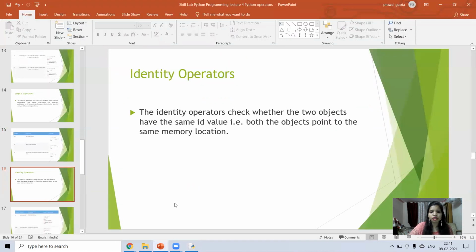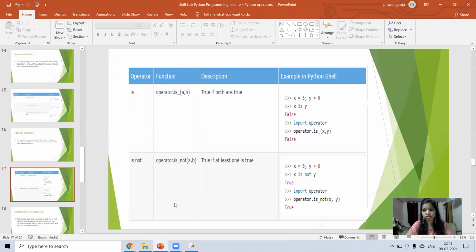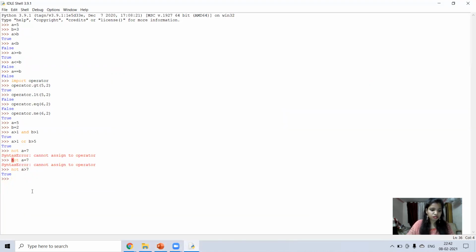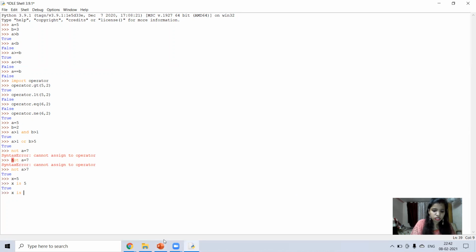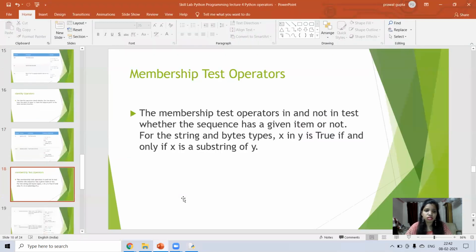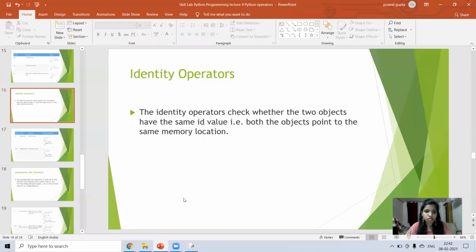So these are logical operators. Now the identity operators, like is or is not. If I'm writing x equals 5, x is 5 gives True. Next, x is not 7 gives True, because x is 5, so 5 is not equal to 7. So this was the identity operator.